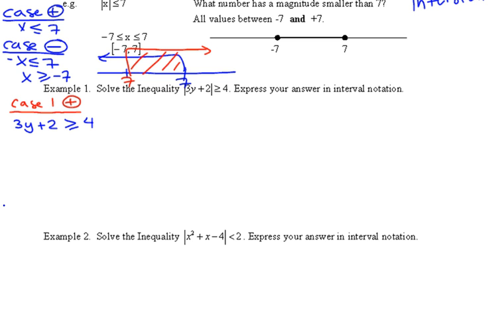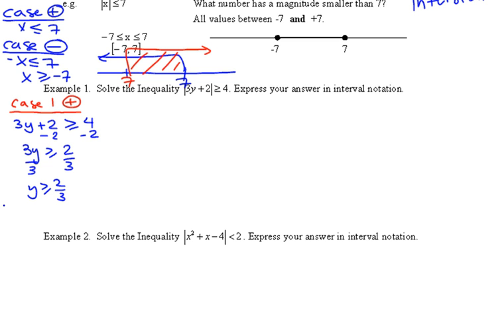First step. Getting y by itself, it's linear. So we first minus 2. Some of you are probably already done. Okay, 4 minus 2, 2. Then divide by 3. So y is greater than or equal to 2/3. Okay, that's now to go to case 2.